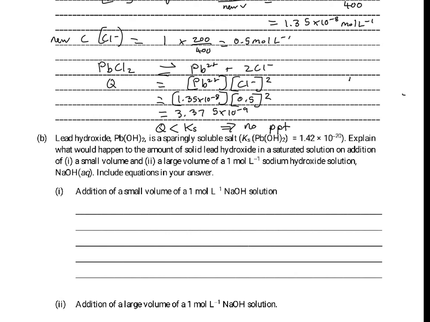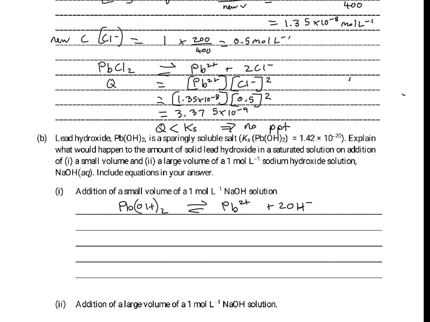Alright, part B, lead hydroxide, sparingly soluble salt. Explain what would happen to the amount of solid on addition of a small volume of sodium hydroxide or a large addition of sodium hydroxide. So, again, with these solubility questions, the first thing you need to write is an equation to show what happens when it dissolves in water. So lead hydroxide will break apart into lead ions and hydroxide ions. That's your very first step. That normally gives you an achieved. Don't think it did in this case, but normally does.